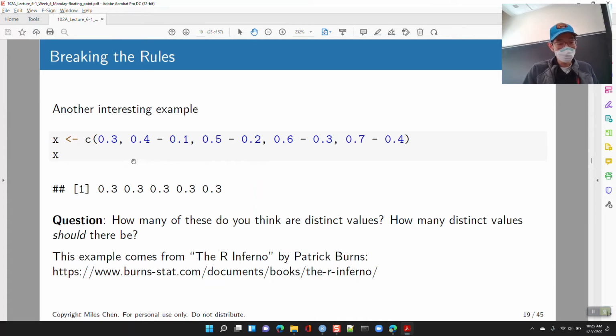And then here's just another thing. I've got 0.3, 0.4 minus 0.1, 0.5 minus 0.2, 0.6 minus 0.3, and 0.7 minus 0.4, and they all look like 0.3, but how many of these are actually distinct values?